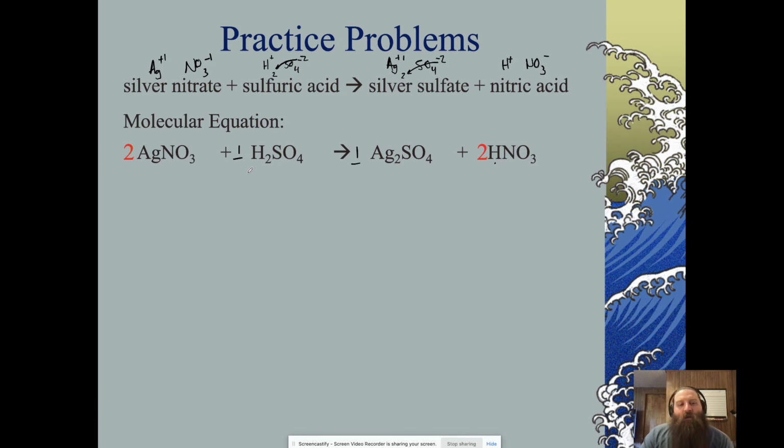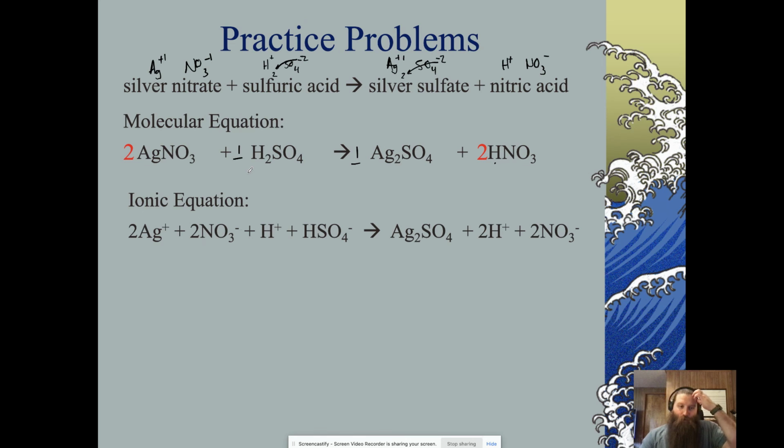And so now let's break this into our ionic equation. And in order to do that, I have to know who's going to break down and who's not. So we know from our solubility rules that all nitrates are soluble. So they're going to break apart into Ag+ and 2NO3-, right? So this is dissociation.